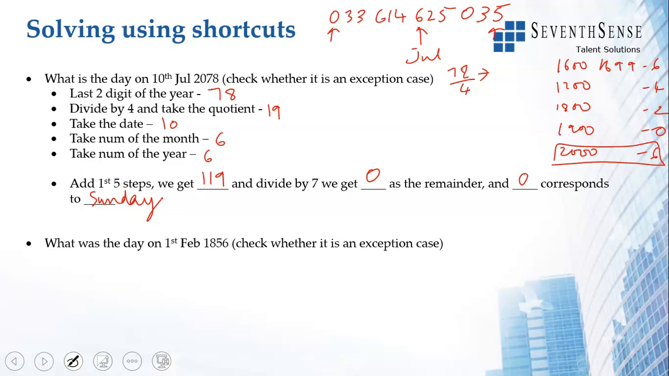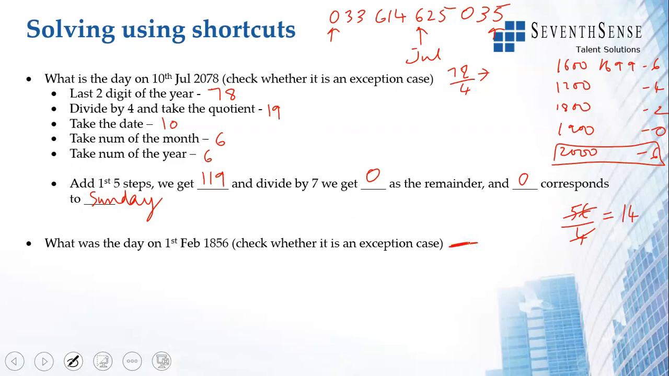Quickly, we will solve another question. Check whether this is an exception. 1856, 56 divided by 4. Okay, so 56 is a leap year, so it's an exception. The date is in Feb, so it is an exception. We have to subtract 1. Remember, subtract 1 here.